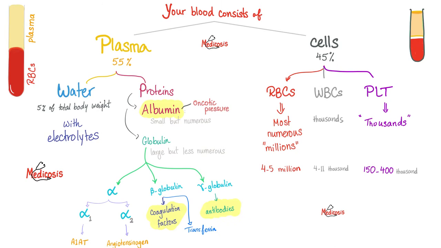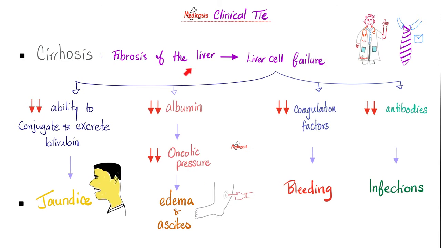Too much fat. Who made your plasma proteins? The answer is the liver. And when the liver is toast, i.e. cirrhosis and liver fibrosis, you get liver cell failure. All of this is going to happen.